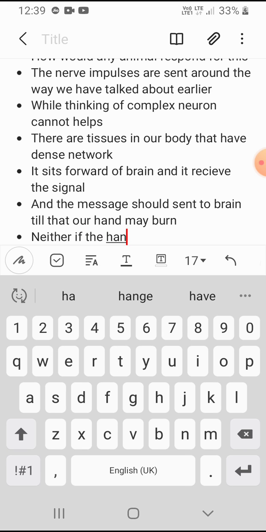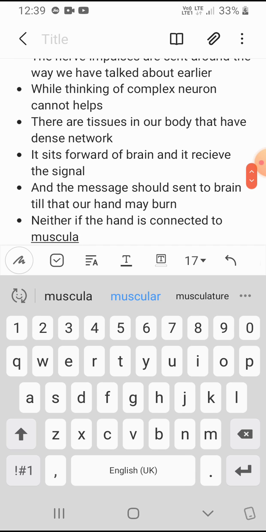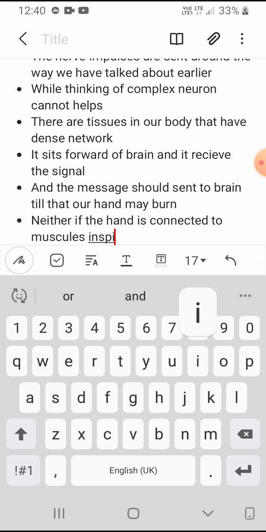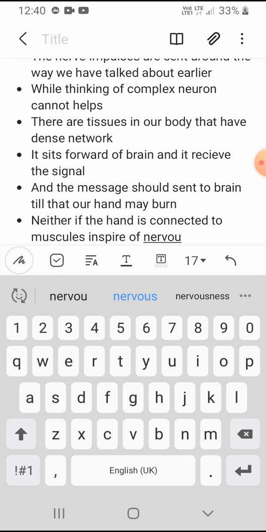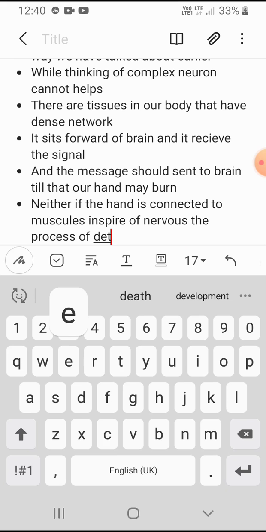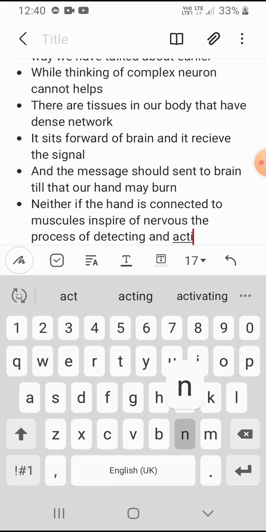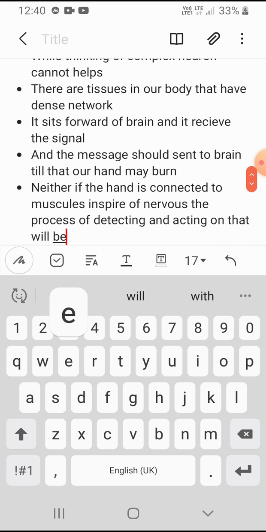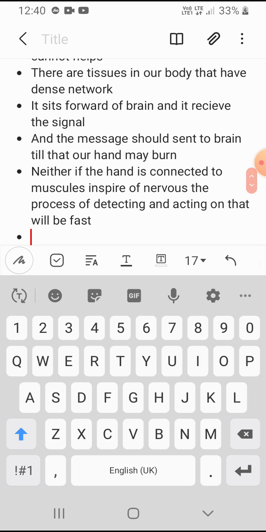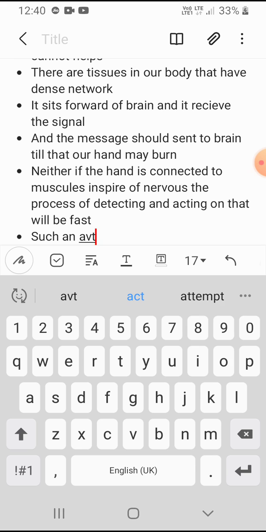If the hand is connected to muscles in spite of nerves, then the process of detecting whether we are getting heat, and acting on that, will become fast. Such an action is called a reflex arc.